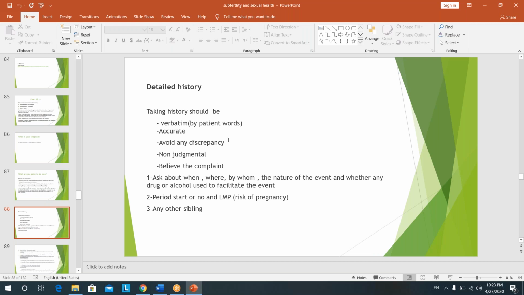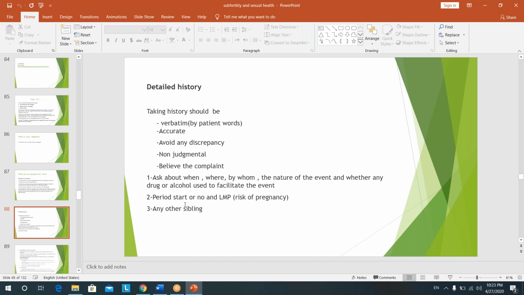This is while I am taking the history from the patient. I will ask about when, where, by whom, the nature of the event, how this sexual abuse happened, and whether any drug or alcohol was used to facilitate the event. I'll ask her about her period.